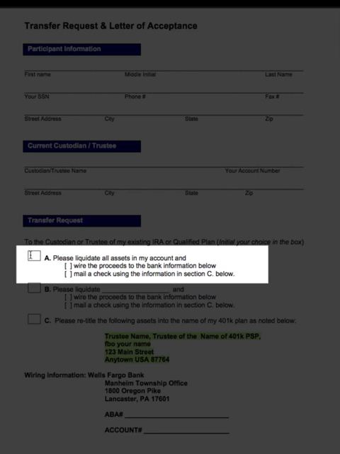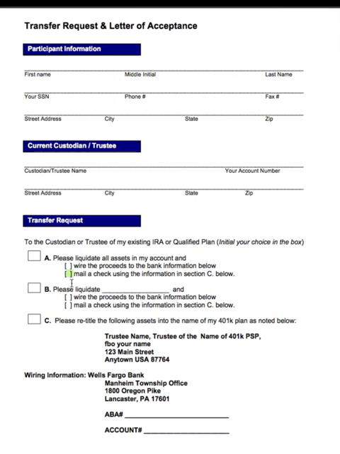You would then check this box, and then you would also select how you want the funds to get there, either by wire or to have them mail a check.